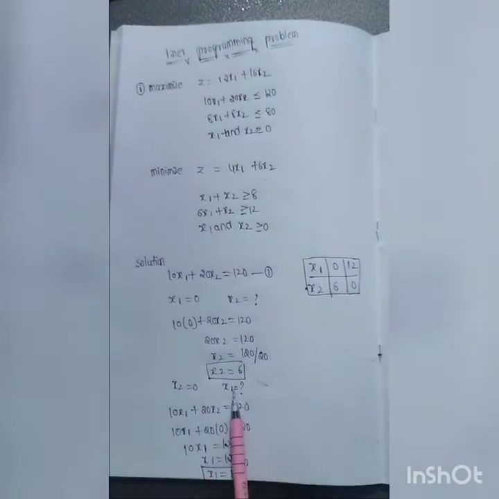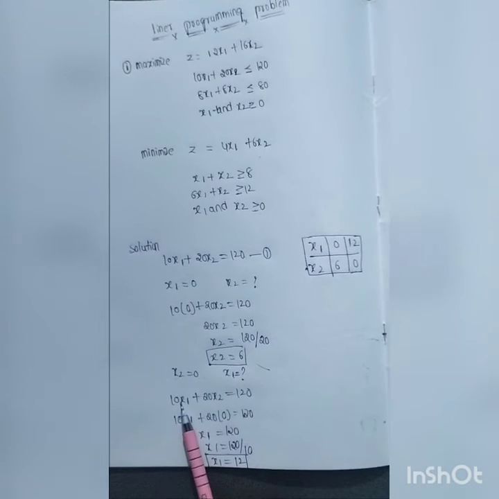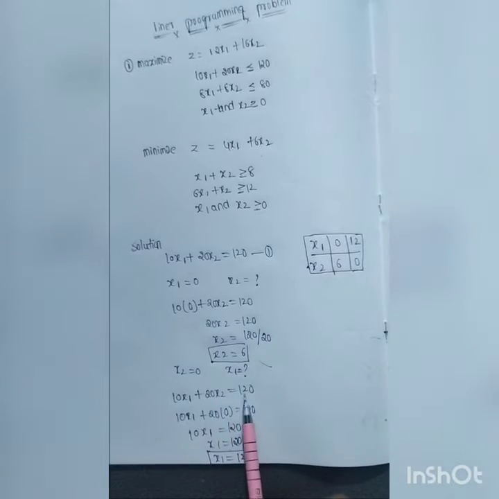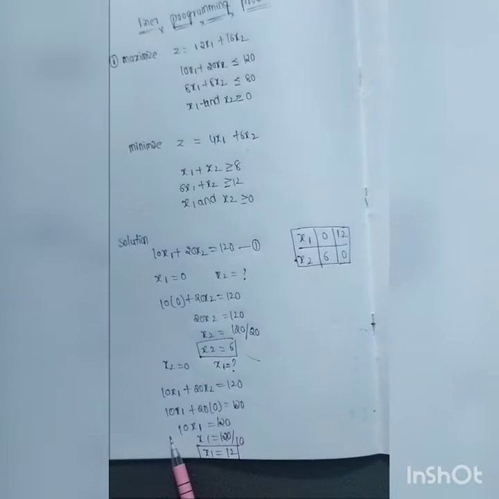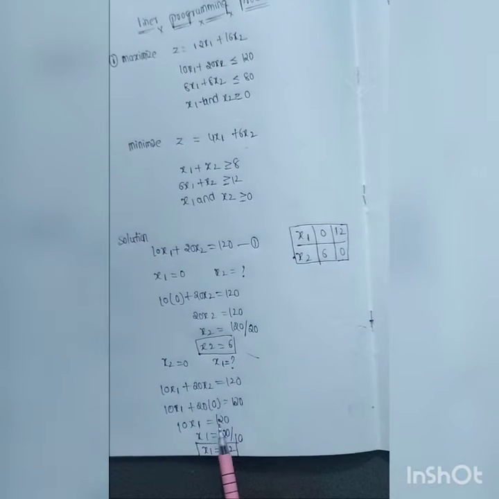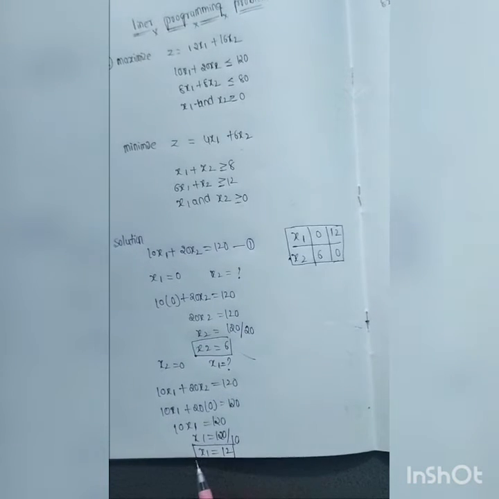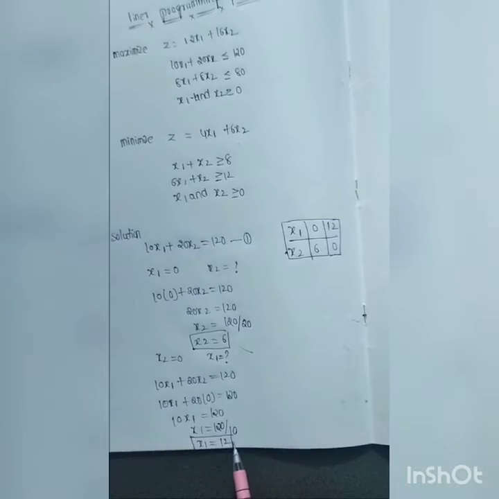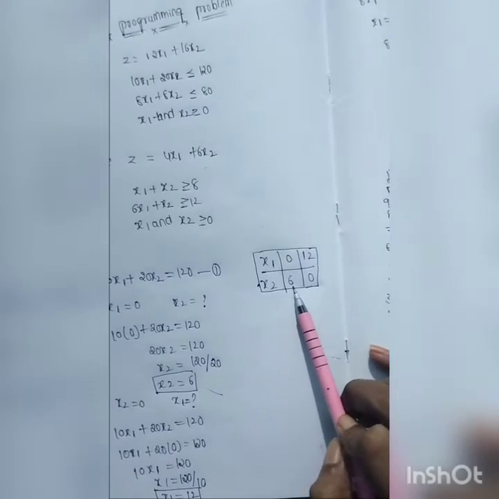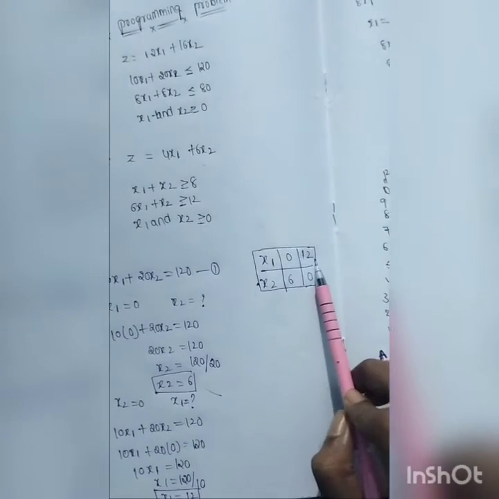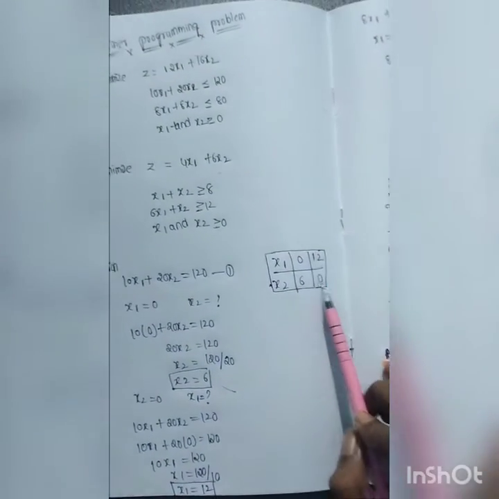Now x2 equals to 0 and x1 what? Apply the same equation, 10x1 plus 20x2 equals to 120. So 10x1 plus 20 into 0 is 0, so 10x1 equals to 120. x1 equals to 120 by 10, so x1 equals to 12. So x1 equals to 0 and x2 equals to 6, and x1 equals to 12 and x2 equals to 0.